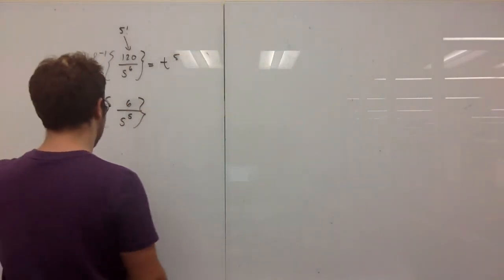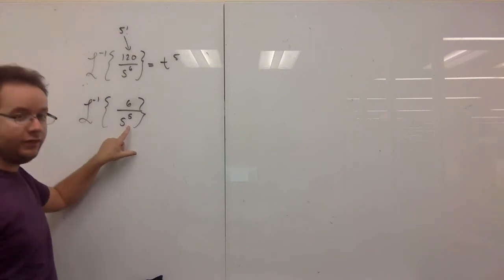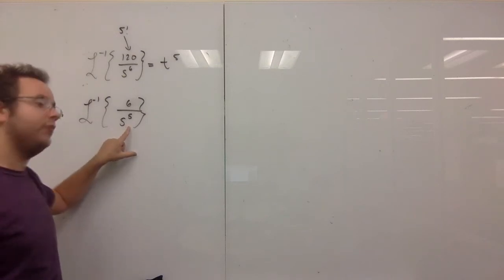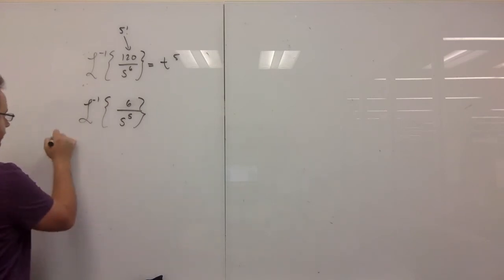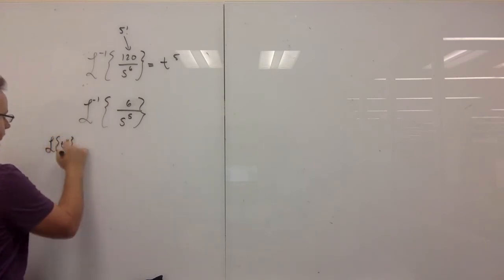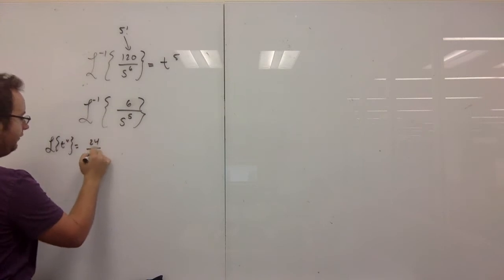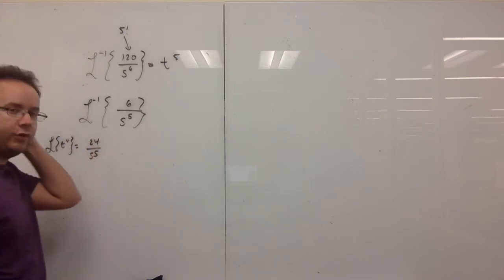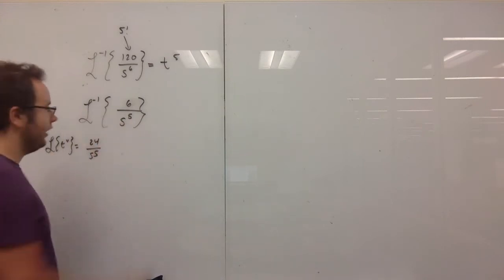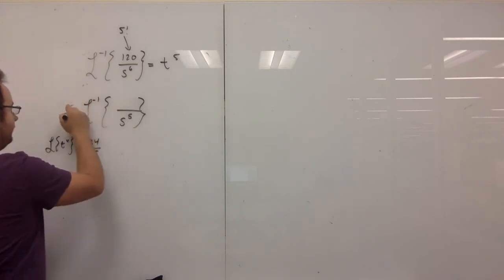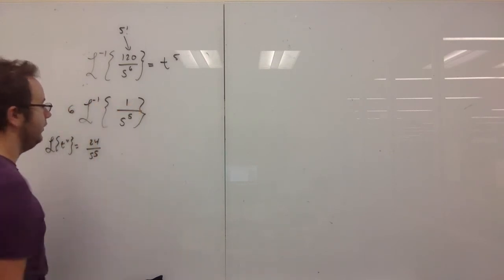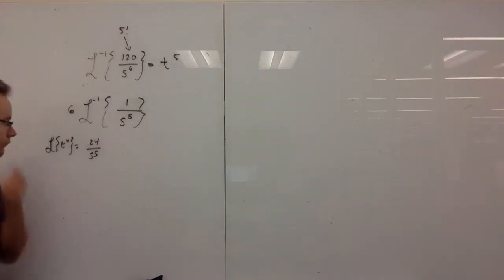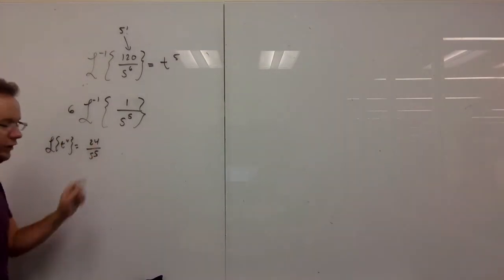What would Andrew do? I recognize that s to the 5th would have come from a Laplace transform of t to the 4th. We know the Laplace transform of t to the 4th is 24 over s to the 5th, right? We don't have 24 over s to the 5th, and that's okay. I'm going to factor out this 6. There'd be a 1 here now, and I want 24 over s to the 5th.